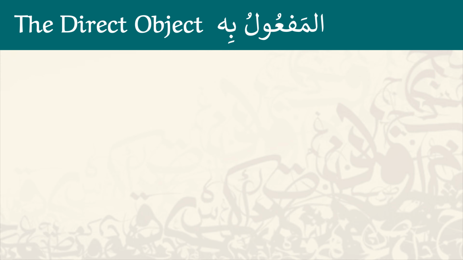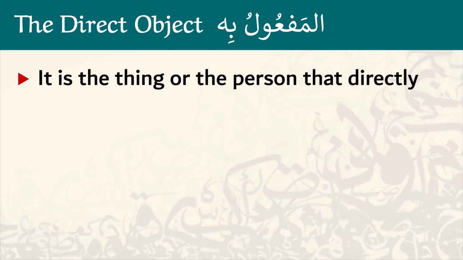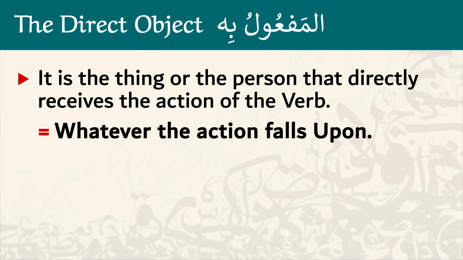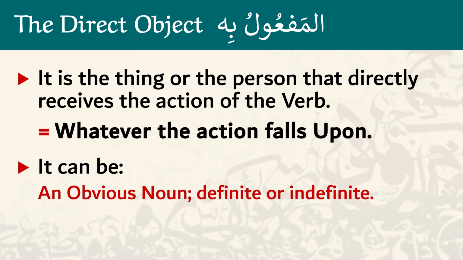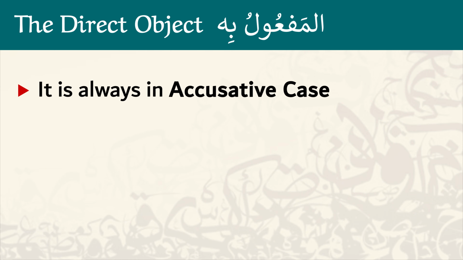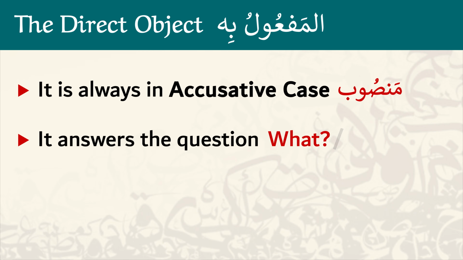Lastly, direct object, المفعول به. We can define it as the thing or the person that directly receives the action of the verb, or whatever the action of the verb falls upon. It can be an obvious noun, definite or indefinite, or it can show up as a connected pronoun to the verb also, but it will never be hidden like the subject. المفعول به is always in accusative case, منصوب. And lastly, it answers the question what or whom.